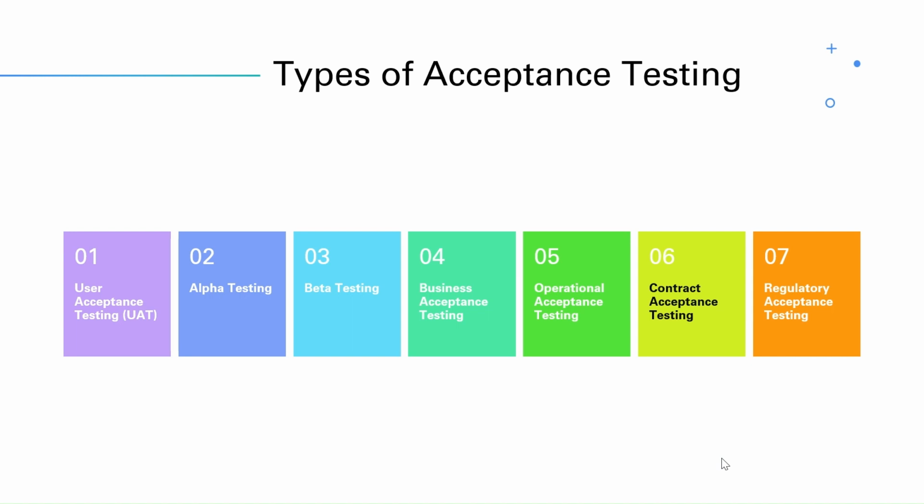Contract acceptance testing. Contract acceptance testing, CAT, in software testing refers to the process of validating that a software system or application meets the contractual requirements as defined in the agreement between the client and the software development company. Last one, regulatory acceptance testing. Regulatory acceptance testing, RAT, in software testing refers to the process of testing a software system to ensure that it complies with specific regulatory requirements, standards, laws, or industry regulations.